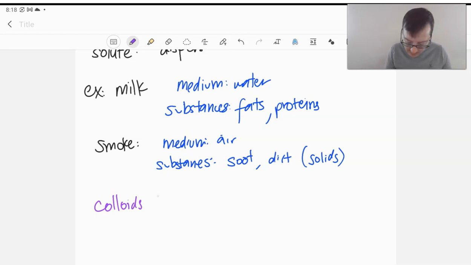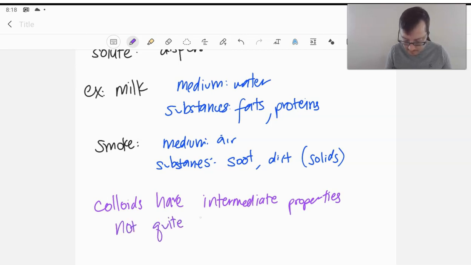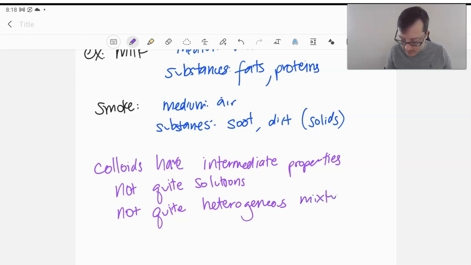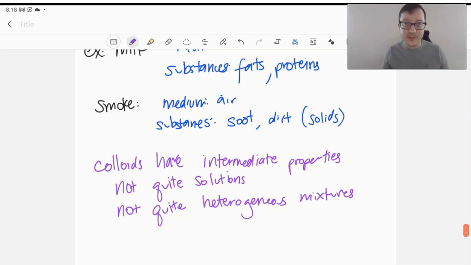Cool stuff, right? They have kind of intermediate properties, where they're not quite solutions, and they're also not quite heterogeneous mixtures. And there are plenty of examples of these that we can go over. Like blood, well, it's more of a suspension, but your blood plasma would be a colloid.